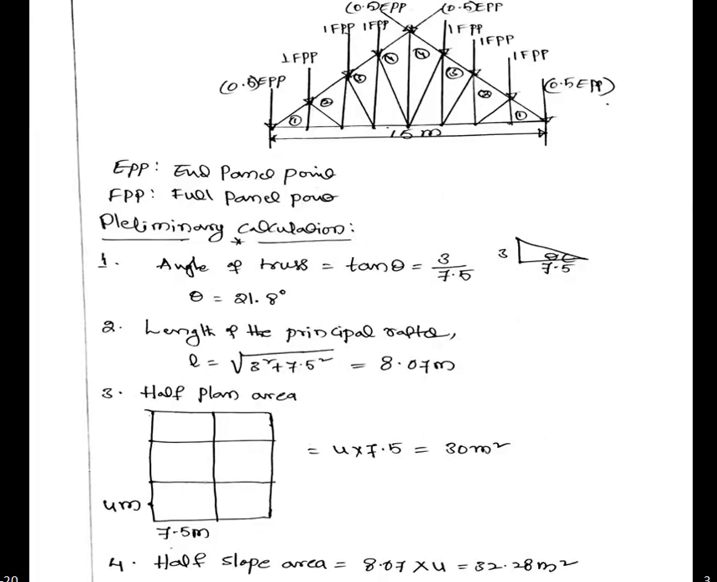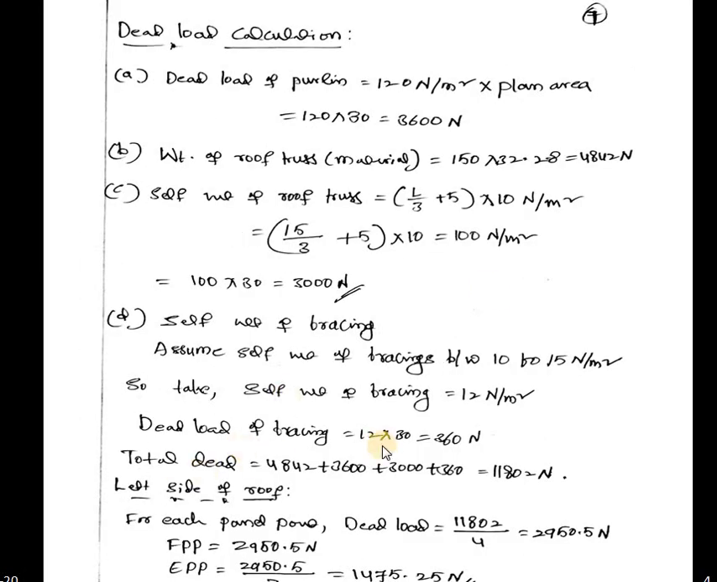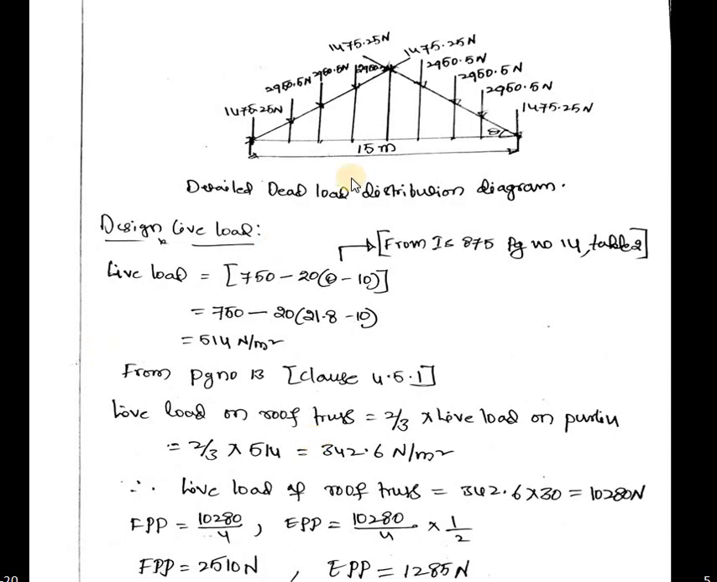Now just see here. Till here we finished dead load calculation. Now I want to show a pictorial representation with the figure. This is the truss. On this truss of 15 meter span, the end panel point is 1475.25 Newtons. Full panel point is 2950.5 Newtons. So this is the detailed dead load distribution diagram.